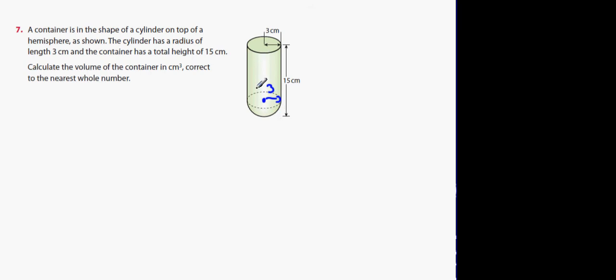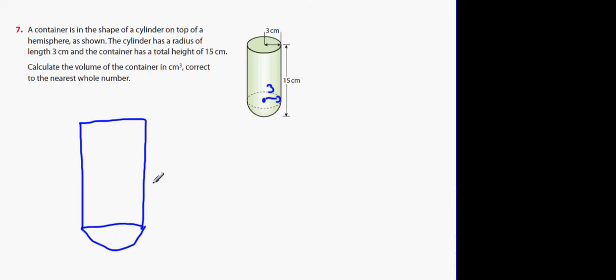Now, I want to show you a side-on version of this, like just completely side-on 2D picture, okay? And it's going to look something like this. It's 15 centimeters in total, but the hemisphere is going to be 3 centimeters high. So that means the height of the cylinder part is going to be 12, because 3 centimeters in any direction is the radius.